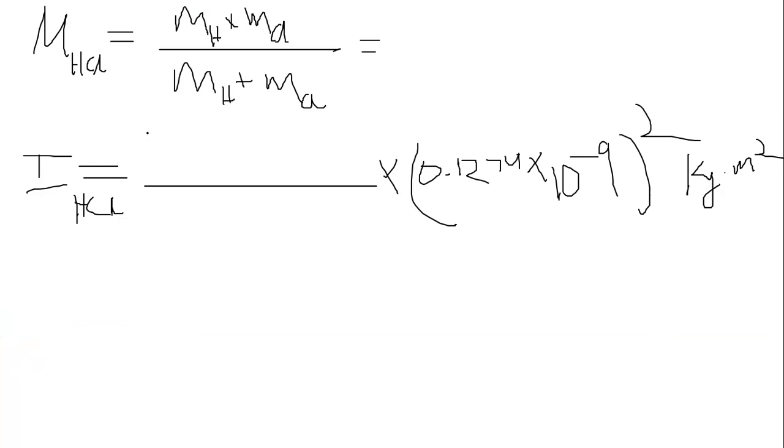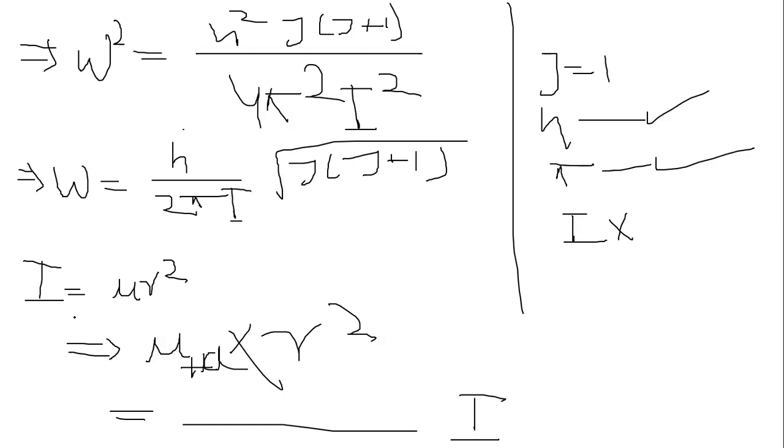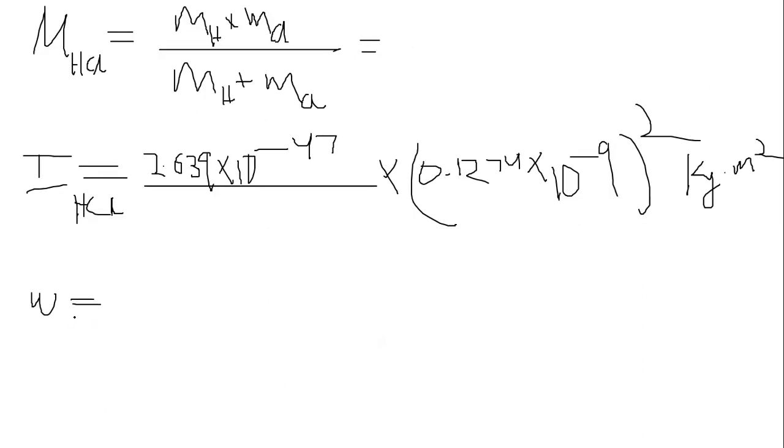then the value of I will be 2.639 into 10 to the power minus 47 kg into meter square, and by putting the values, omega will be h by 2 pi I into j into j plus 1. If you put j equals 1, then it will be 1 into 2, so it will be root 2 h divided by 2 pi I.